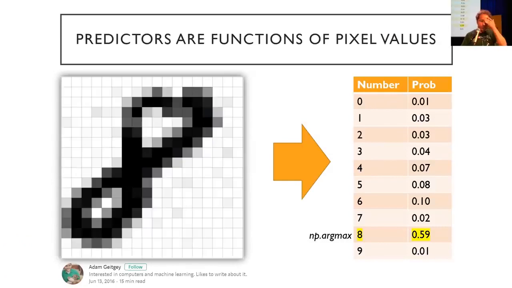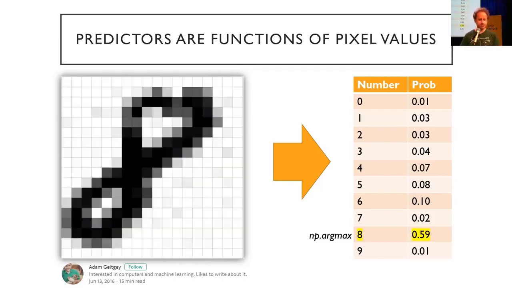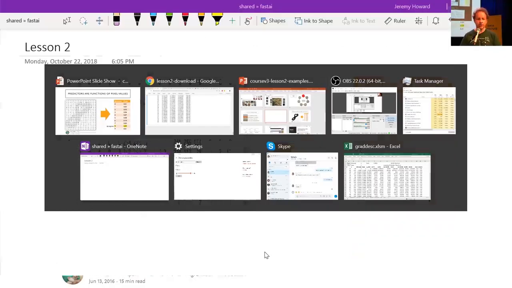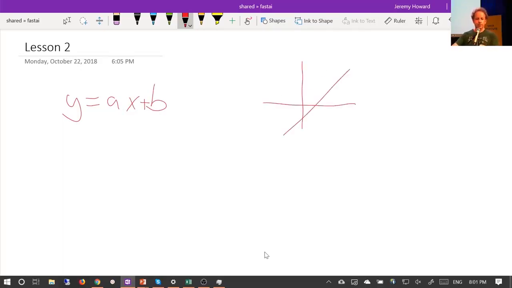So let's look and see how we create one of these functions. And let's start with the simplest function I know, y equals ax plus b. Okay, that's a line, right? That's a line, and the gradient of the line is here, and the intercept of the line is here.